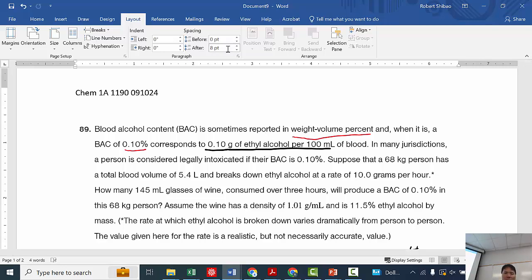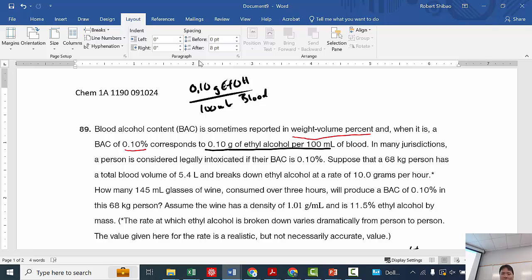All right, so the first thing is we need to extract all the conversion factors. So one conversion factor is 0.10 grams of ethanol, people abbreviate ETOH, per 100 milliliters of blood. And so it's important that you keep the labels on everything. This is not 100 milliliters of alcohol. This is 100 milliliters of blood. In many jurisdictions, a person is considered legally intoxicated if their blood alcohol content is 0.10%.